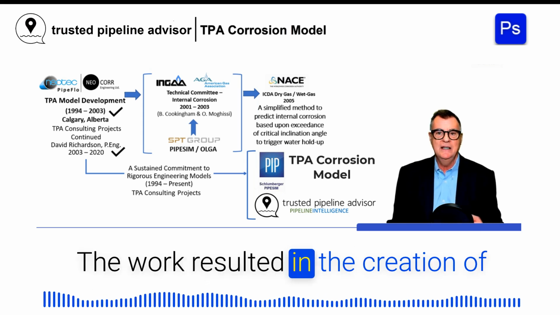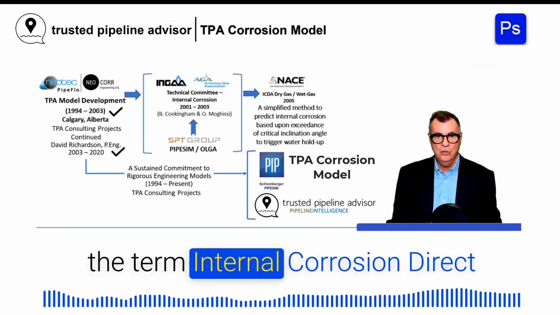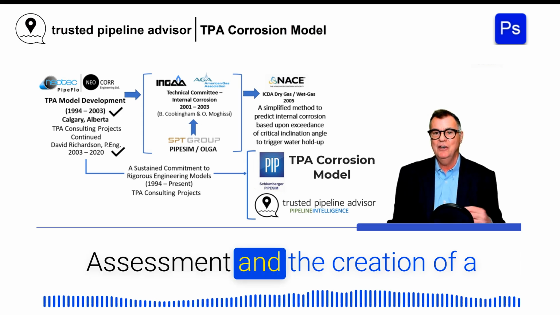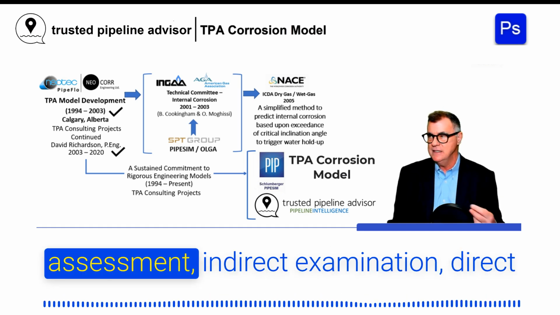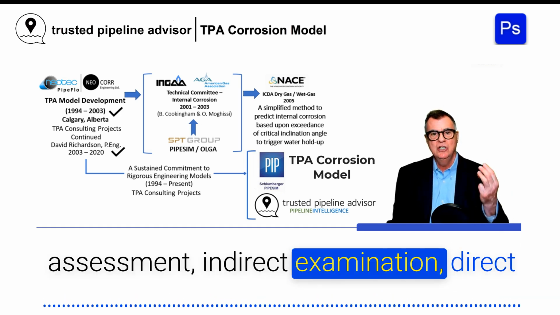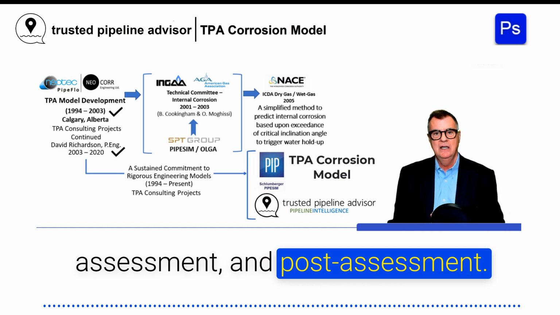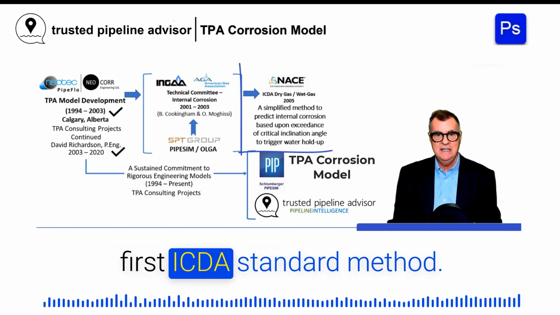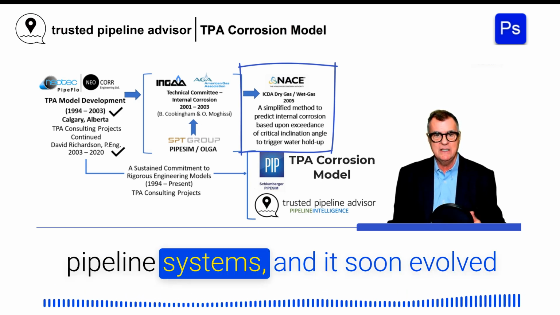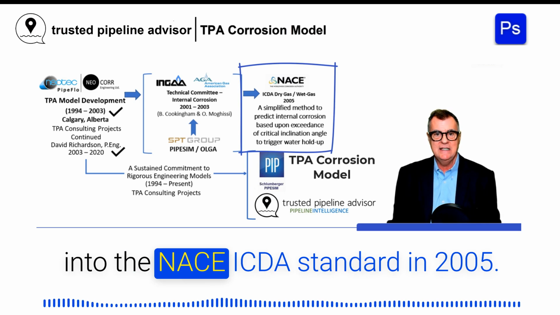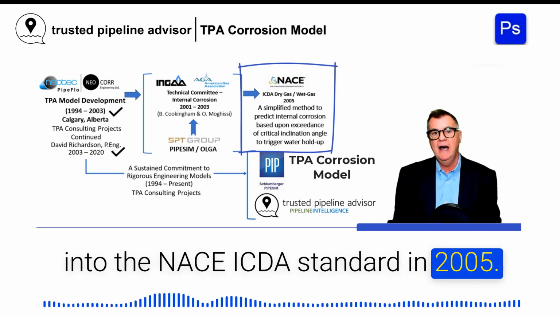The work resulted in the creation of the term Internal Corrosion Direct Assessment and the creation of a four-step ICDA project structure: pre-assessment, indirect examination, direct assessment, and post-assessment. The committee published the first ICDA standard method. It was for wet gas and normally dry gas pipeline systems, and it soon evolved into the NACE ICDA standard in 2005.